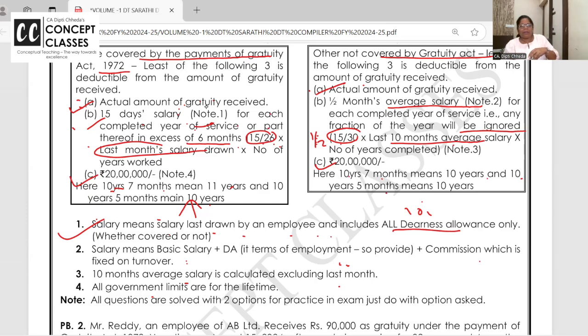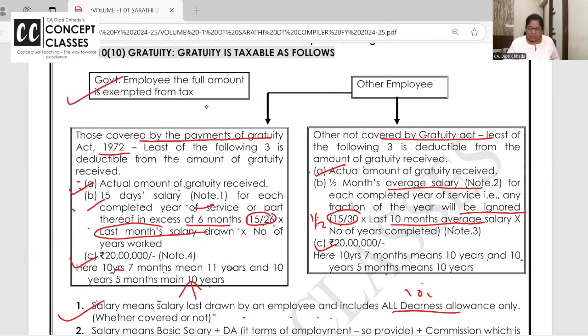If it is a regular batch, then only retirement benefits we do 2-3 hours. Every problem in my compiler is solved with 2 options for practice. Covered hai to ye hai, not covered hai. The purpose is intentionally to give you comparative practice, right? Okay, covered and not covered, covered and not covered, like that. But in exam, it will be very clear. Once again, I want it orally.